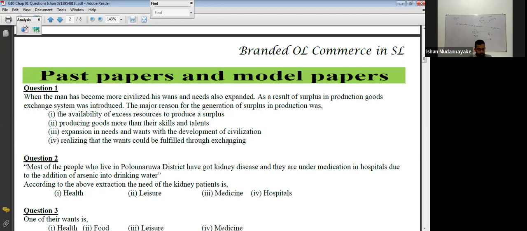Look at question number 1. What is the answer for question number 1? When man has become more civilized, his wants and needs also expanded. As a result of surplus in production, the goods exchange system was introduced. The major reason for the generation of surplus production was. Lamai, what's the answer for question number 1?